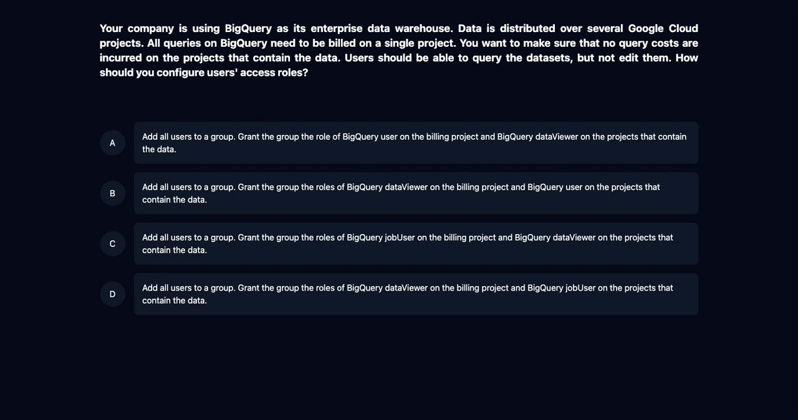Option C. Add all users to a group. Grant the group the roles of BigQuery job user on the billing project and BigQuery data viewer on the projects that contain the data. Option D. Add all users to a group. Grant the group the roles of BigQuery data viewer on the billing project and BigQuery job user on the projects that contain the data.